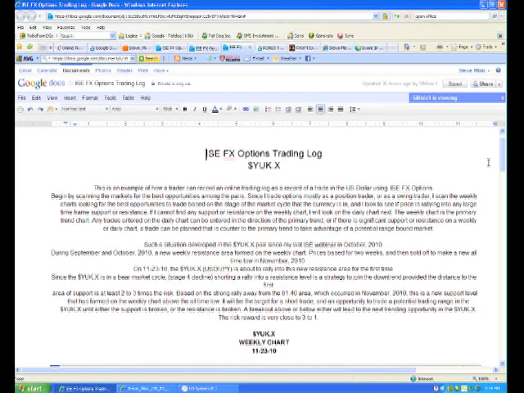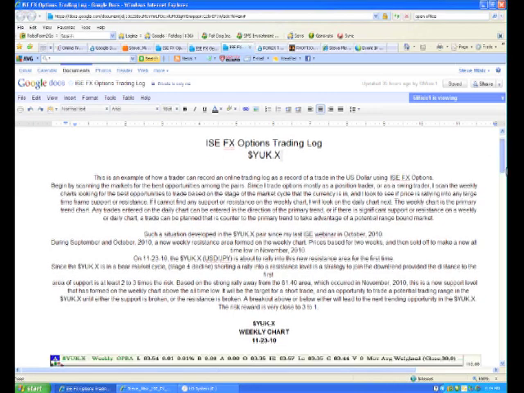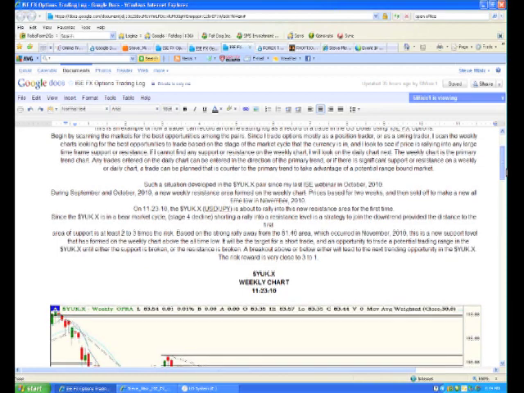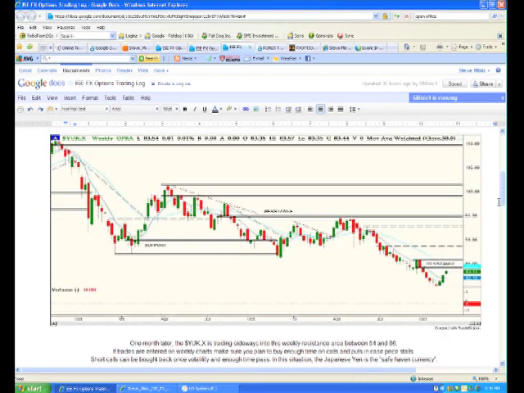Such a situation developed in the dollar-yen pair since I did that last ISE webinar in October last year. During September and October, a new weekly resistance area formed on the weekly chart. Price based for 2 weeks, sold off, and made a new all-time low against the yen in November of 2010. On 11/23, the dollar-yen is about to rally into this weekly resistance area on my chart here for the very first time. So you should see the weekly chart, and you should see the rally that's just about to go into the resistance area that I marked off with a couple of lines and the word resistance.